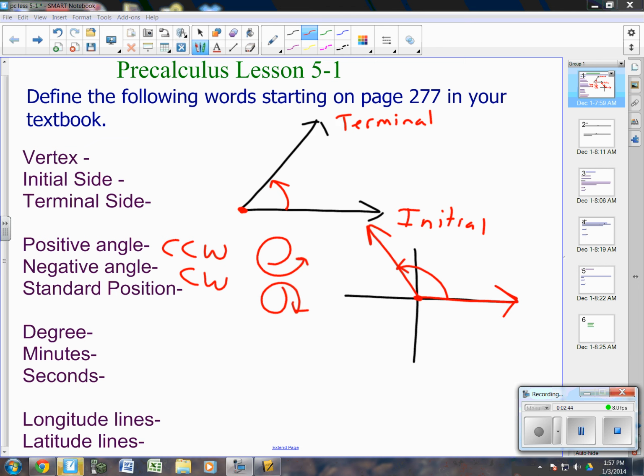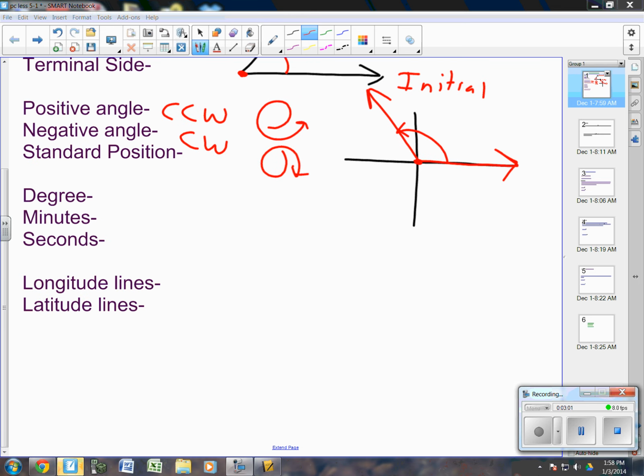Almost every time we work with angles in trigonometry to begin with, you're going to be working with an angle in standard position. So you need to know that. On your next test, I will say, given an angle in standard position, find this, okay? So if you don't understand what standard position is, you're going to be lost right there. All right, next. Okay, degree, minutes, and seconds.